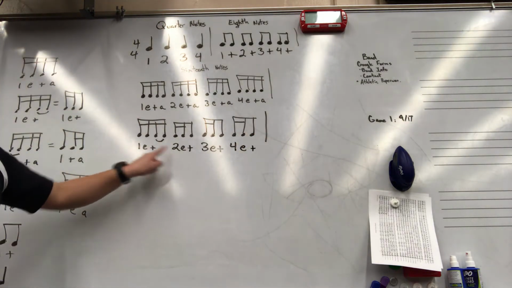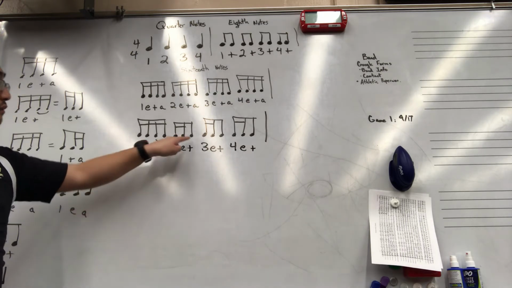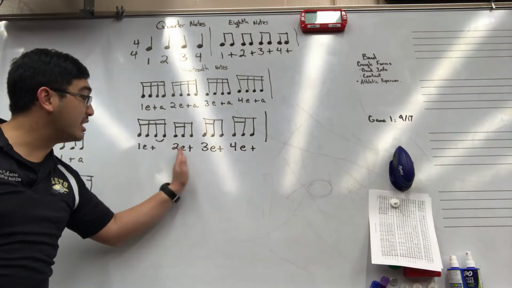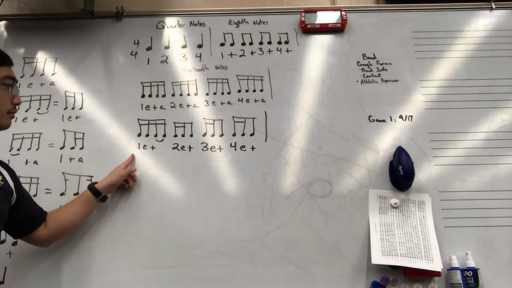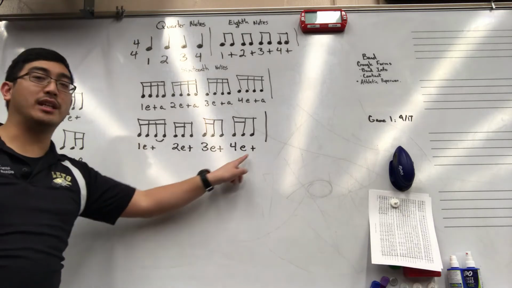These rhythms are exactly the same. This just shows you the tie versus what it actually will look like. On your quiz, I will use the actual notation. This is what this measure sounds like. 1 E and, 2 E and, 3 E and, 4 E and.